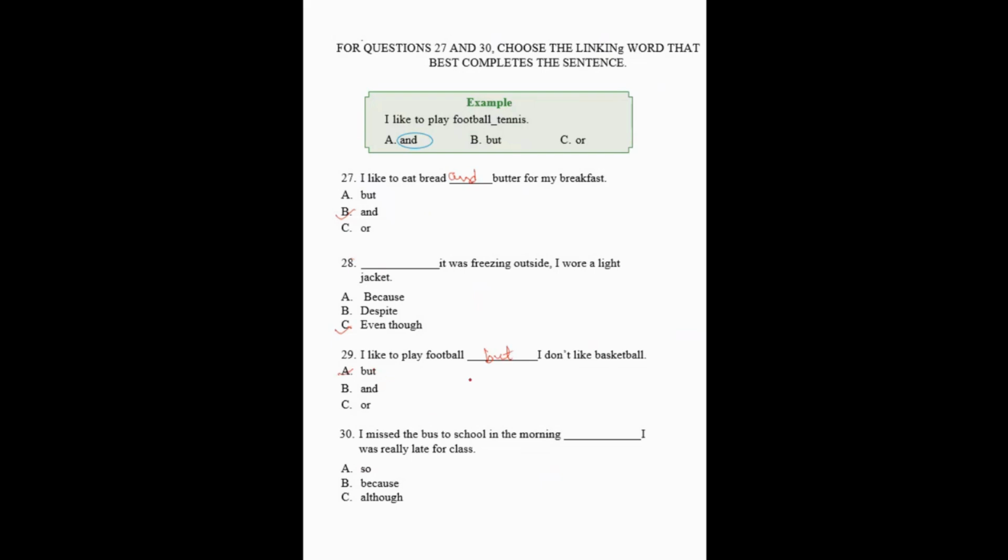Question number 30. I missed the bus to school in the morning, dash, I was really late for the class. So, because or although. I missed the bus to school in the morning, so I was really late for the class. Because the school bus was late, I was late for the class.